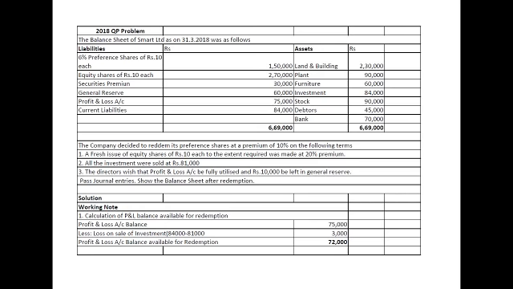The balance sheet given is of Smart Limited as on 31st March 2018. On the liabilities side, they have 6% preference shares of rupees 10 each, equity shares of 10 each, 2,70,000, securities premium, general reserve, profit and loss account 75,000, as well as current liabilities. And at the same time, the asset side also gives some information.